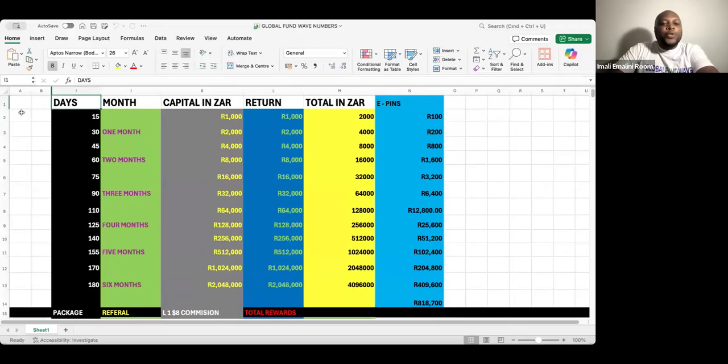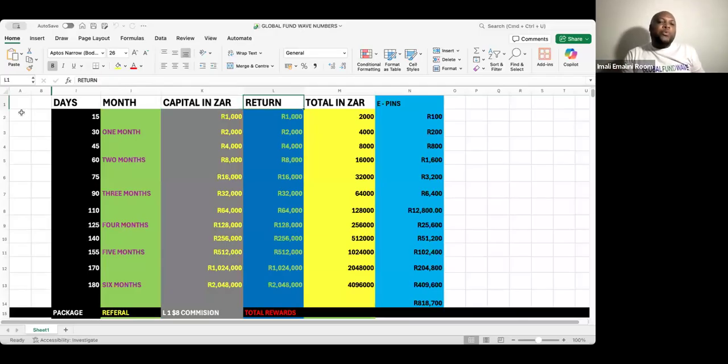Talk about it. So now this is how it works. If you understand ZAR better, then let's talk about it. So now at the top here, you've got days, you've got month, and you've got capital in ZAR, and you've got, obviously, we'll say return, but we'll say rewards, and we'll say what you're getting. This is your capital plus what you are getting.